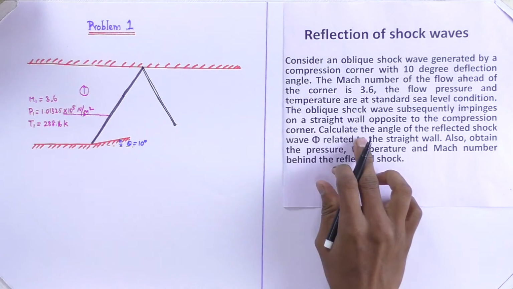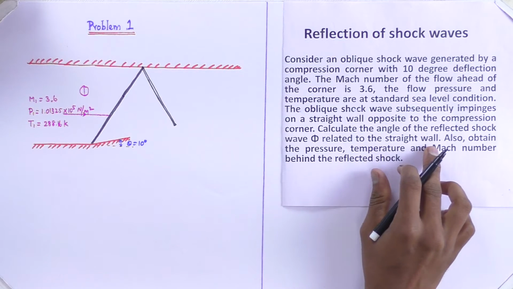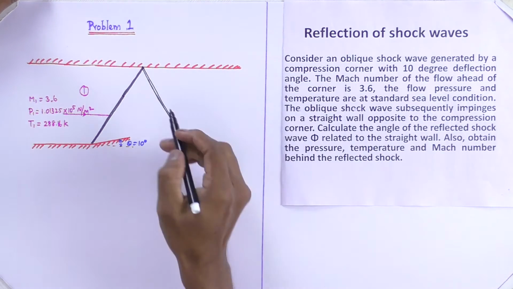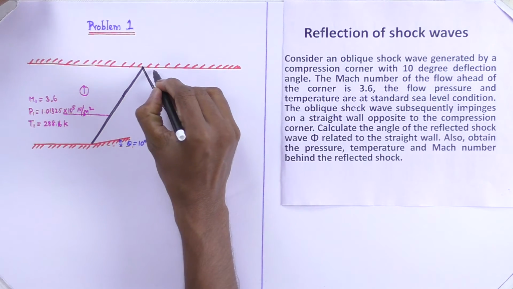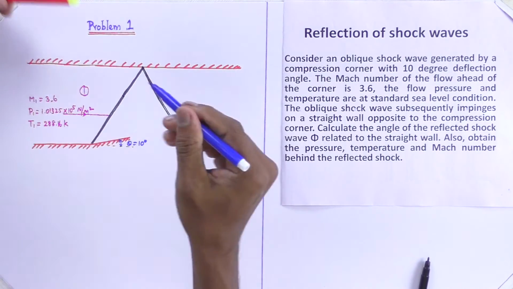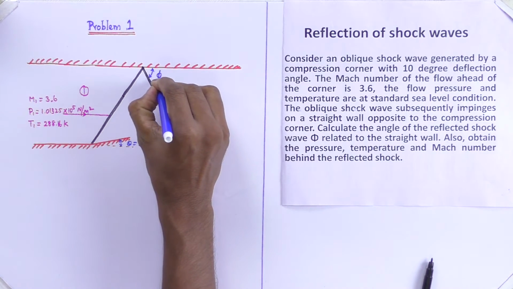Calculate the angle of the reflected shock wave phi with respect to the straight wall. So this angle we have to calculate, phi.